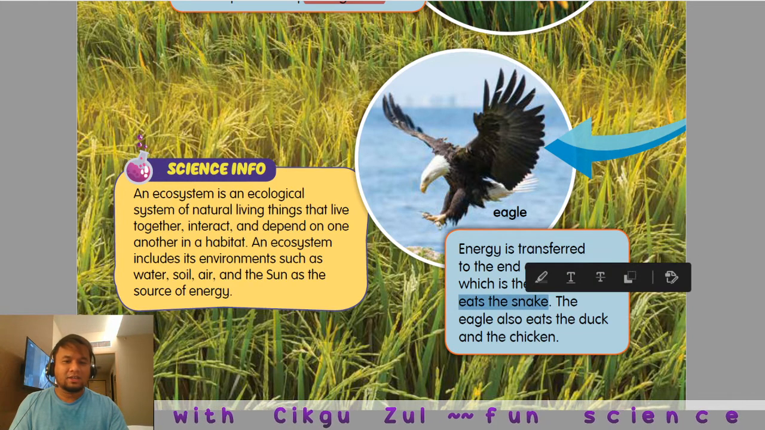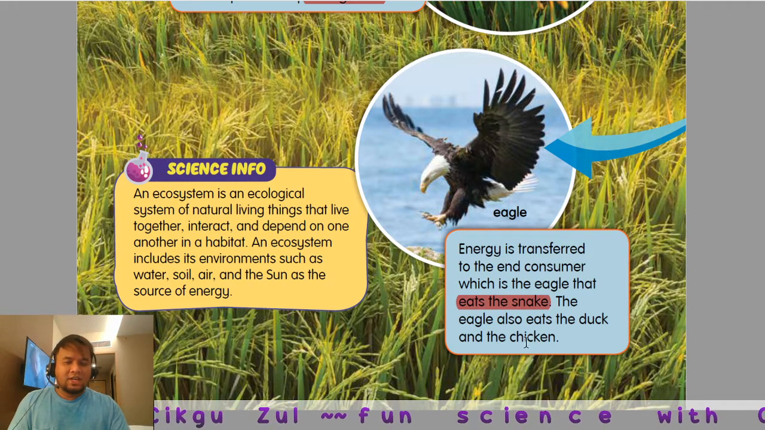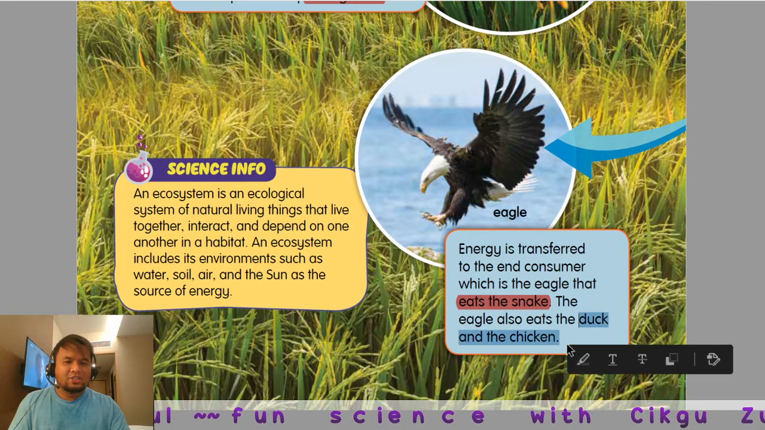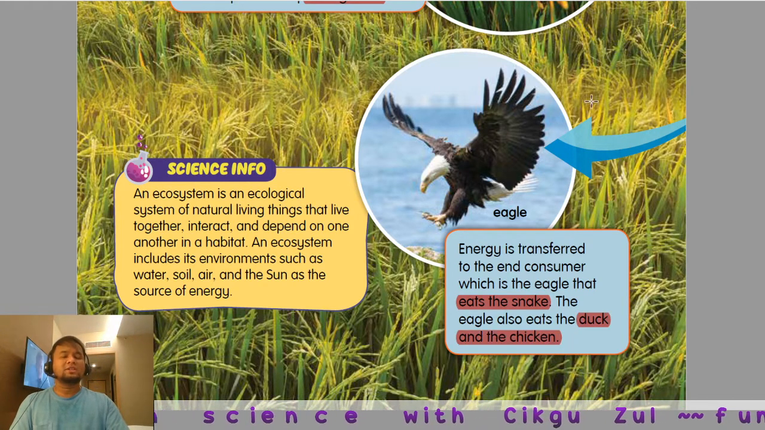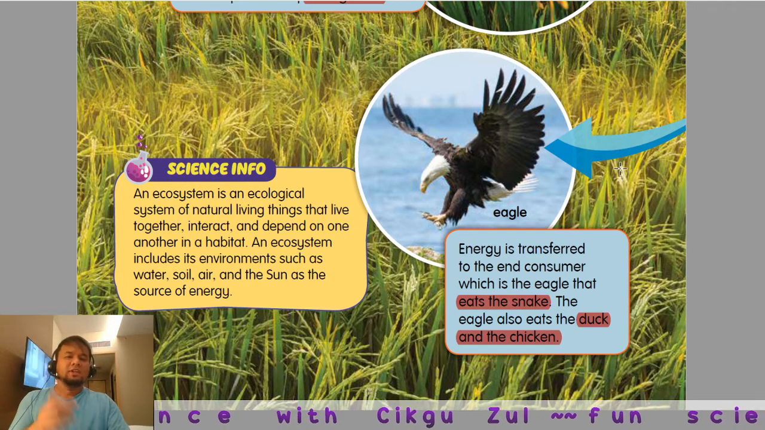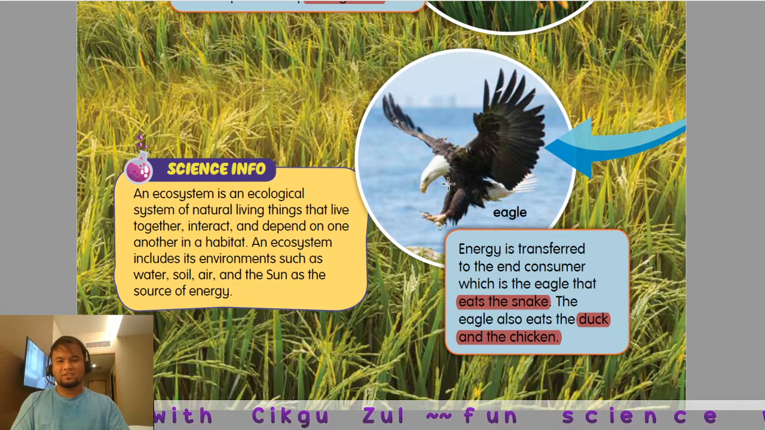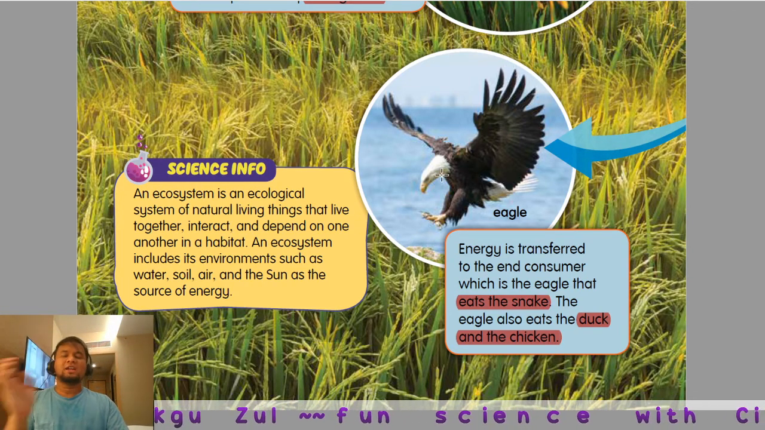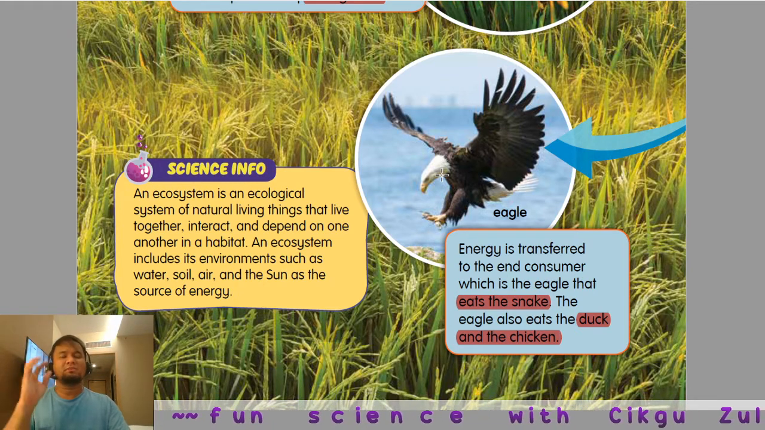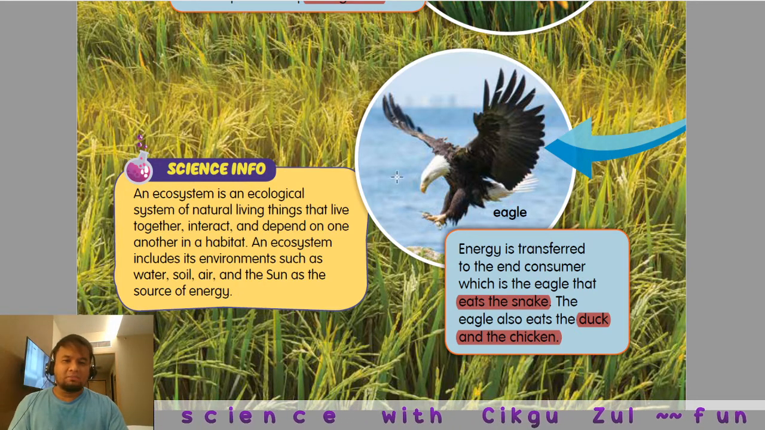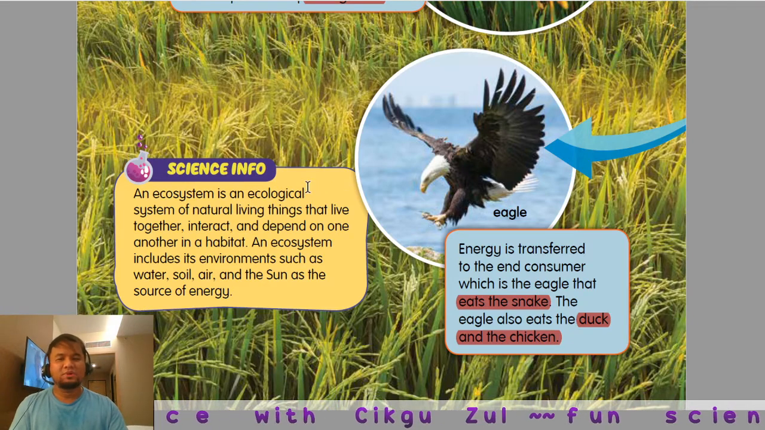Sorry, highlight here. It's the snake, duck, and chicken. So the energy is transferred finally to the eagle. Okay, faham? So dia adalah proses berpindah-pindah tenaga. Siapa yang makan siapa, dia yang akan mendapat tenaga. Itu saja, as simple as that.